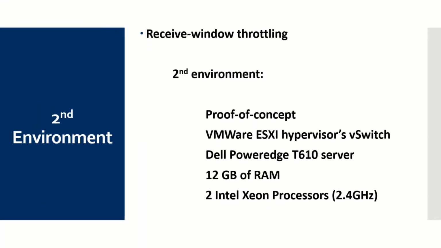The second environment was a proof of concept system in the VMware ESXi hypervisor's vSwitch running on a Dell PowerEdge T610 server with 12 GB of RAM and 2 Intel Xeon processors, about 2.4 GHz.